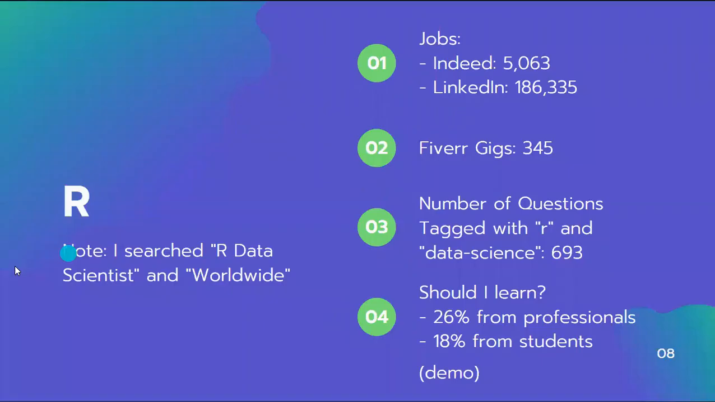Now, as for the metrics, on Indeed, there are 5,063 jobs, and on LinkedIn, there are 186,335 jobs. On Fiverr, there are 345 gigs. On Stack Overflow, there are 693 questions with the tags R and data science. From the Kaggle survey, 26% of professionals and 18% of students said they recommend learning R.